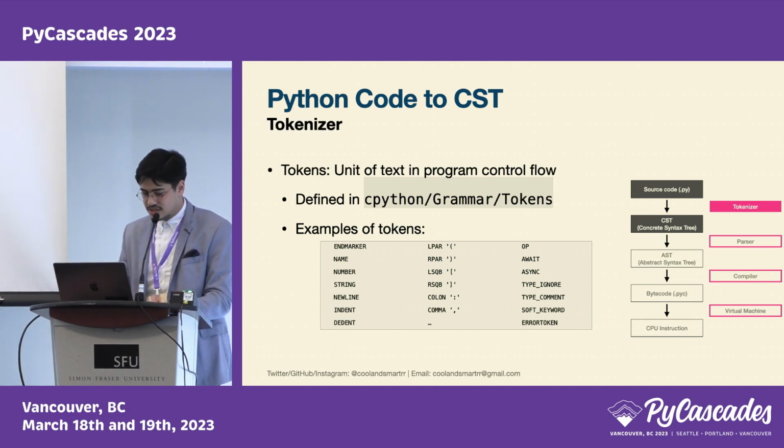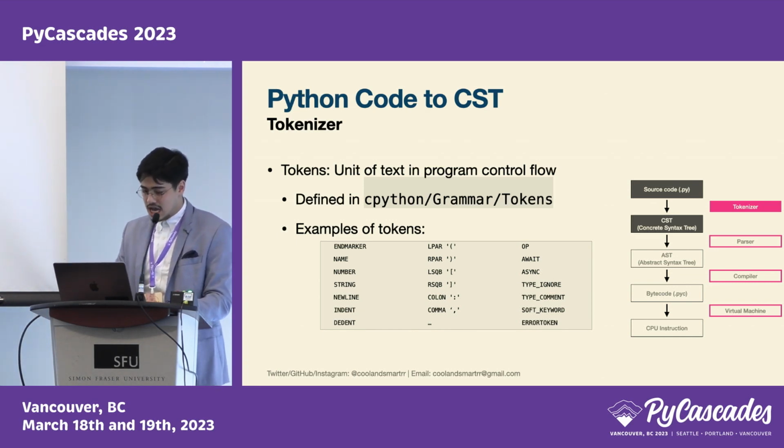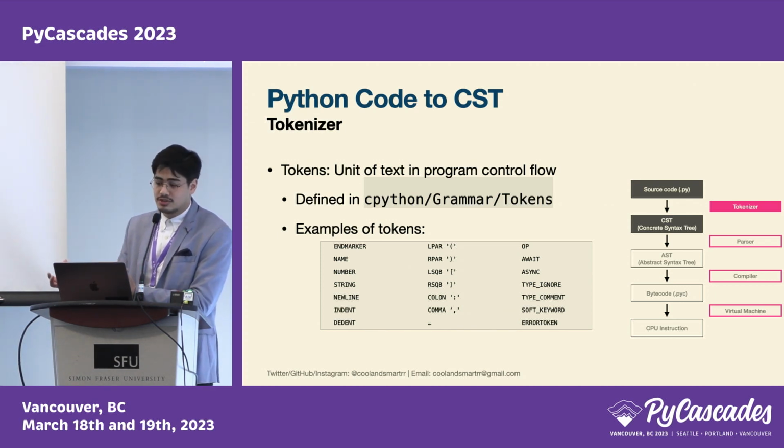We have end marker, name, number. We have the parentheses. We have await, async. Basically, if you have a special reserved keyword, like say def for defining a function, that's a token, and that'll tell the tokenizer to recognize the start of a function or what have you.